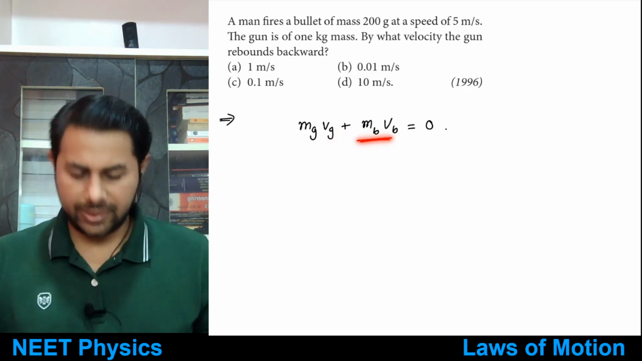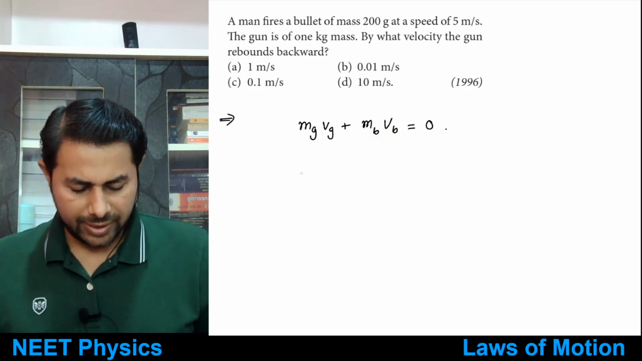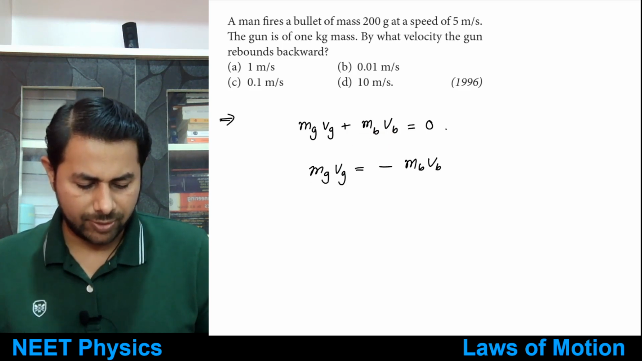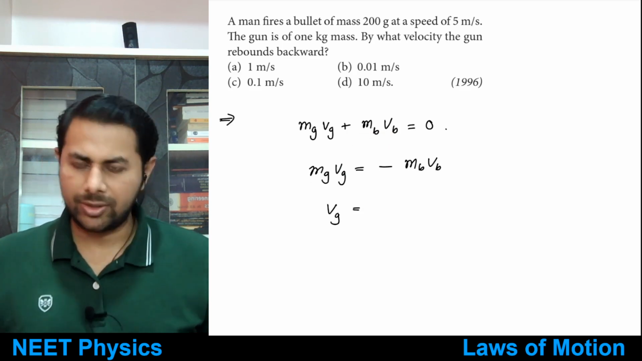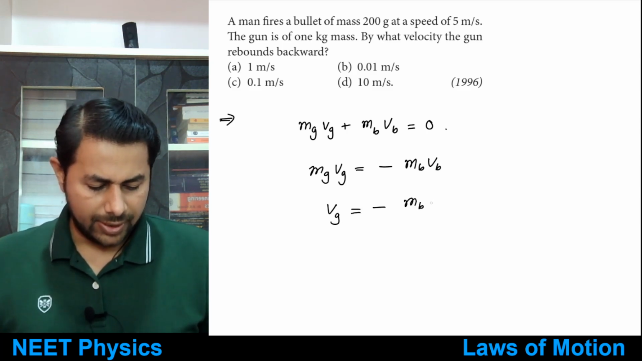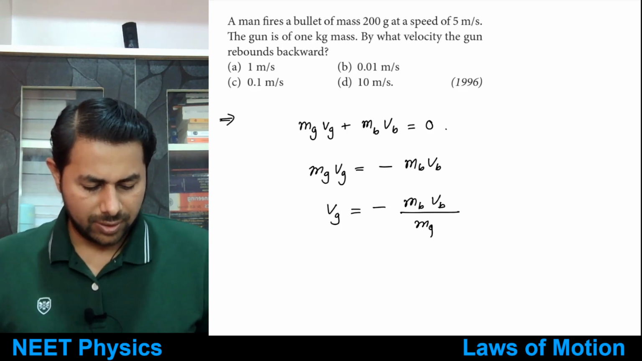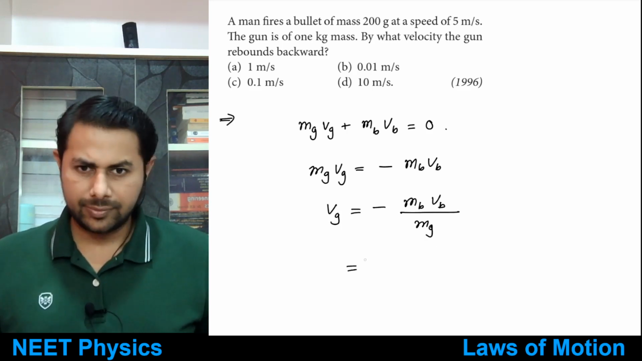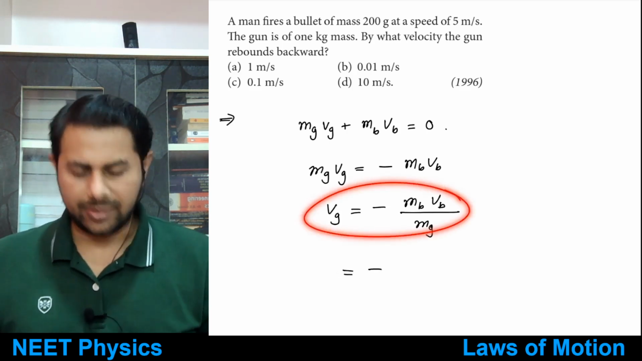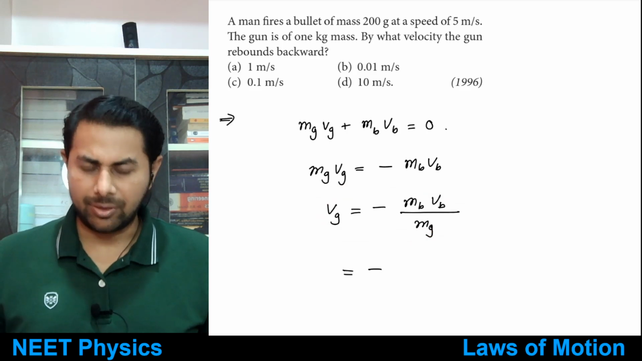Okay, very simple. And we want to find out the velocity of the gun. So let's take this thing on the other side. So you get mass of gun times velocity of gun is equal to minus of mass of bullet times velocity of bullet, and therefore velocity of gun is just equal to minus of mass of bullet times velocity of bullet divided by mass of the gun. Okay, yeah, it's option A. Let's check. So you can directly do this in this kind of problems.